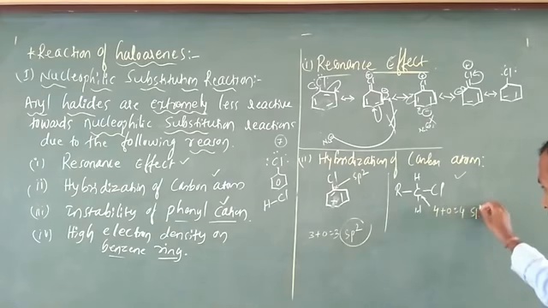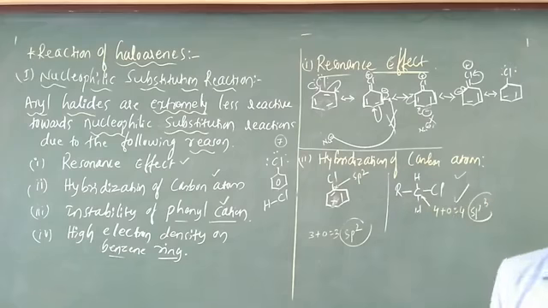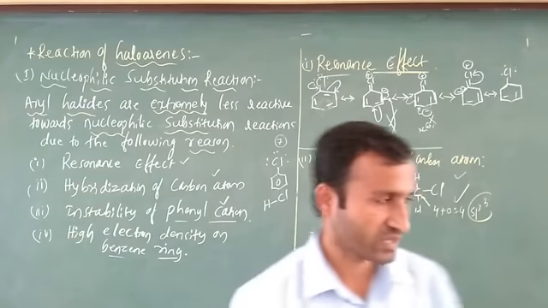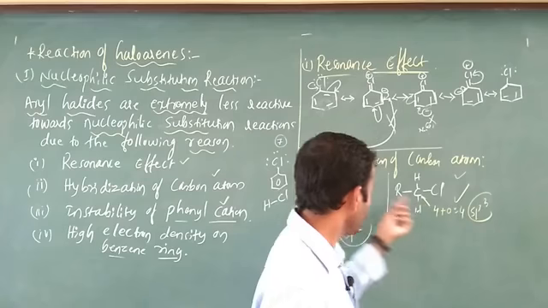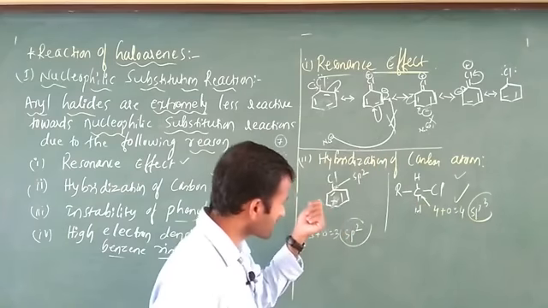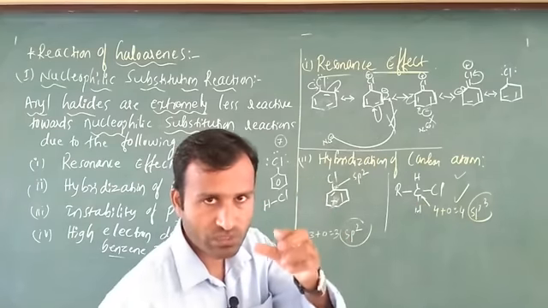Now tell me what is the hybridization of this one? sp3. 3 plus 1, 4. Okay. Case closed. Very simple. In this case, this carbon is having sp3 hybridization. One is sp2, another one is sp3. This can undergo, this do not undergo nucleophilic substitution reaction.